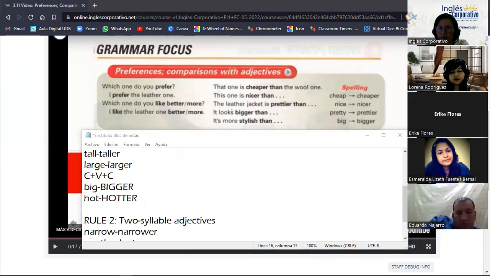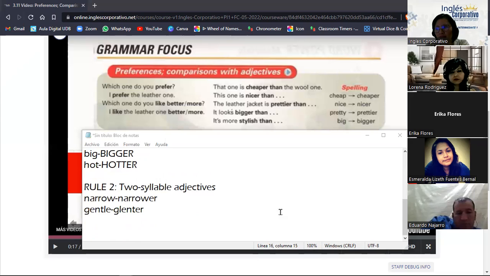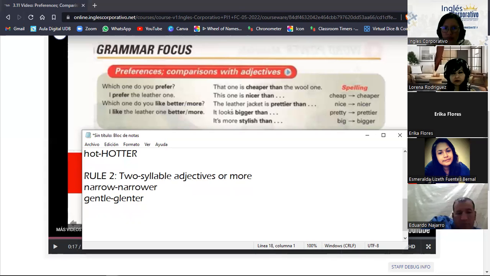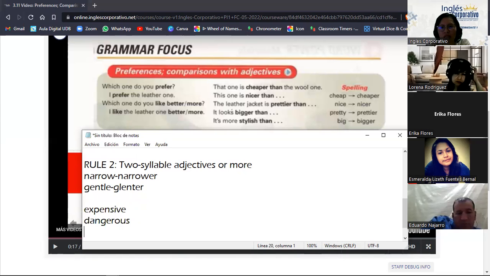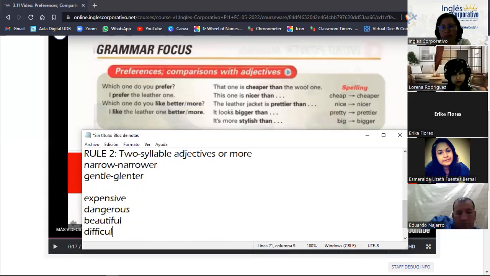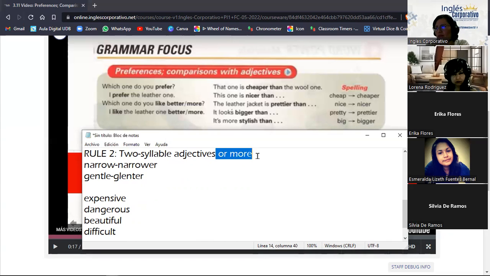And that's it. Okay. Now, ¿qué sucede cuando tengo adjetivos más largos, con más de dos sílabas? Bueno, en este caso voy a decir aquí two syllables, adjectives, or more, o más de una sílaba. Cuando tengo más de una sílaba, por ejemplo, tengo por acá expensive, ¿verdad? Que fue uno de los que vimos en la conversación. Expensive, dangerous, right? Beautiful, ¿verdad? Difficult. Okay, difficult, etc. Se lo voy a pasar para acá abajo.